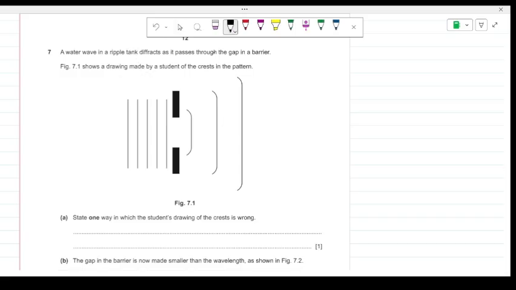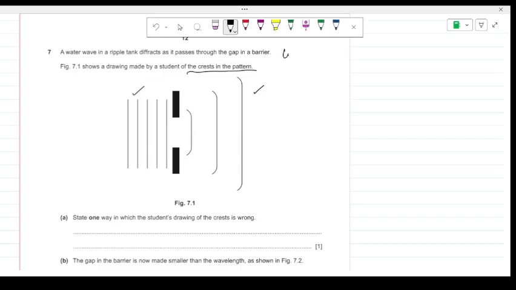Okay, moving on to question number 7. How a wave passes through a barrier. Figure 7.1 shows a diagram made by a student of the crests in the pattern. So here is a diagram. State one way in which the student's drawing of the crests is wrong. So you see the waves coming straight, and the slit gap is greater than the wavelength of the wave.